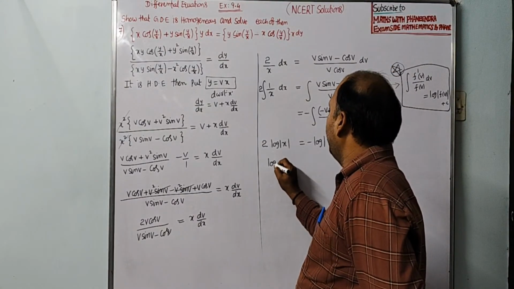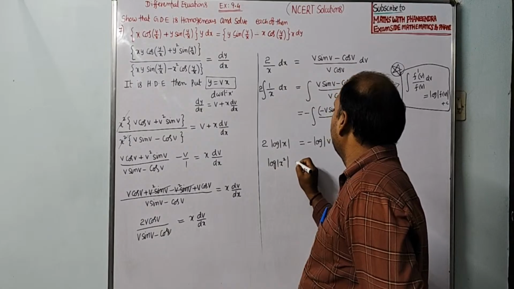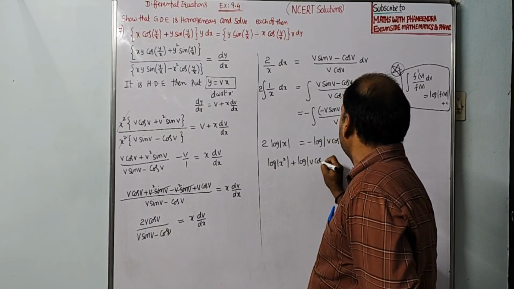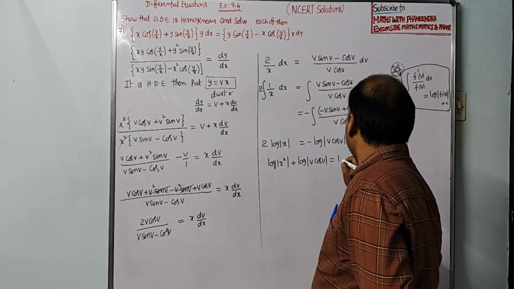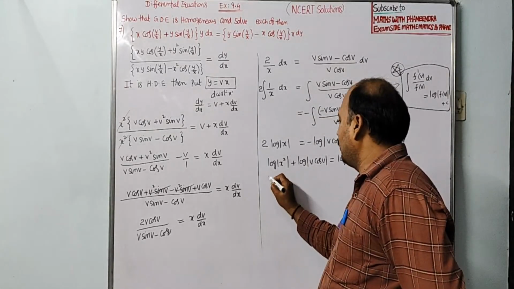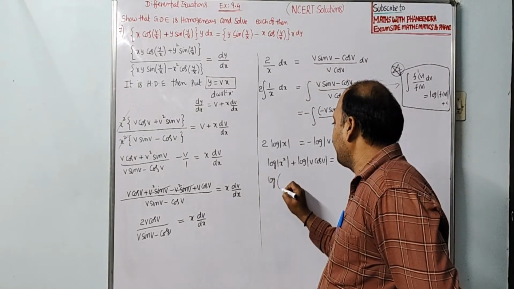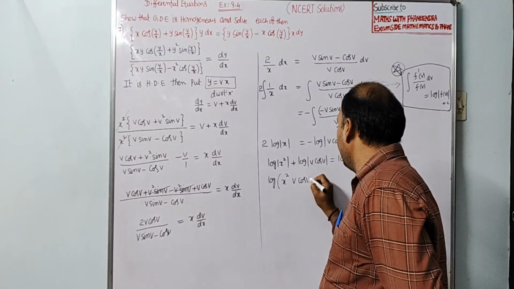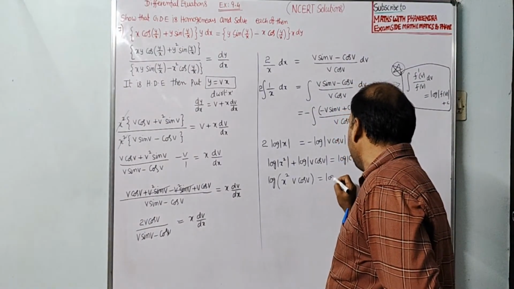So log x square plus log v into cos v is equal to log c. Log a plus log b is log ab. So log x square into v cos v is equal to log c.